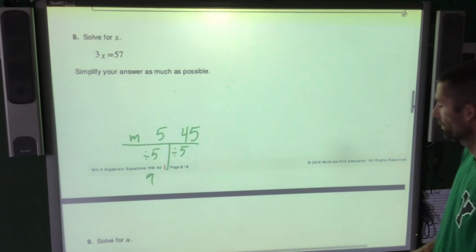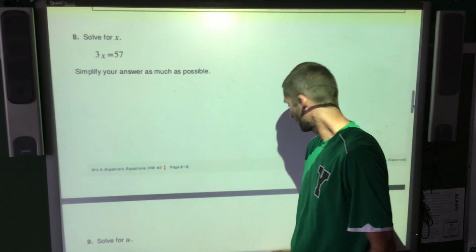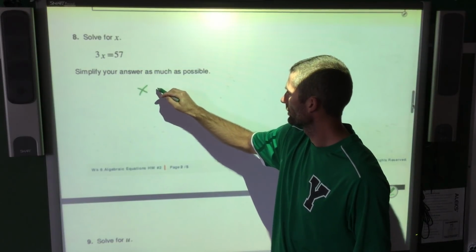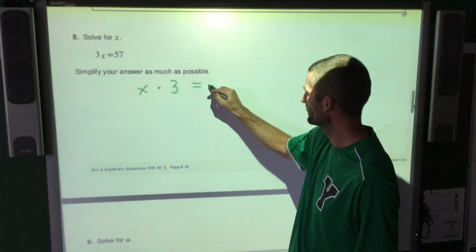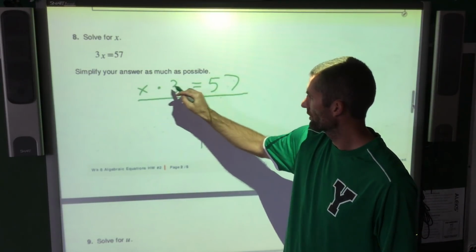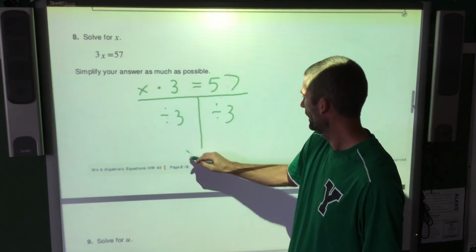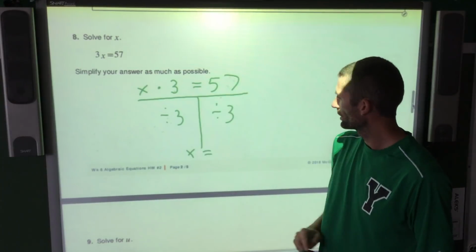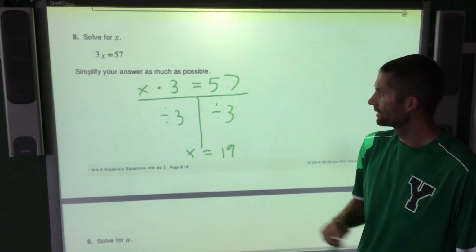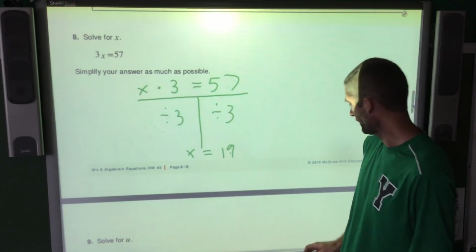Okay, problem 8. Solve for x. 3x equals 57. So if 3x we know is the same as 3 times x, or x times 3 equals 57. Again, we balance that. The inverse of times 3 is divided by 3. X equals 3 goes into 57. You could work it off to the side. You'll find it to be 19. So then we plug 19 in here. 3 times 19 is 57.